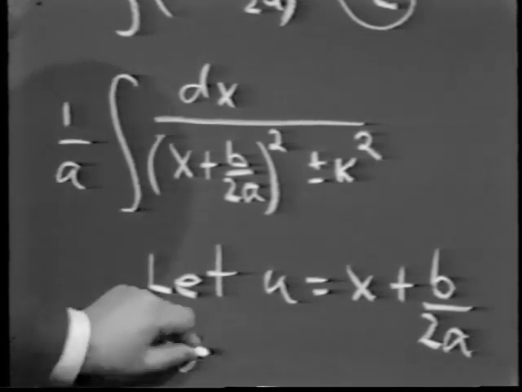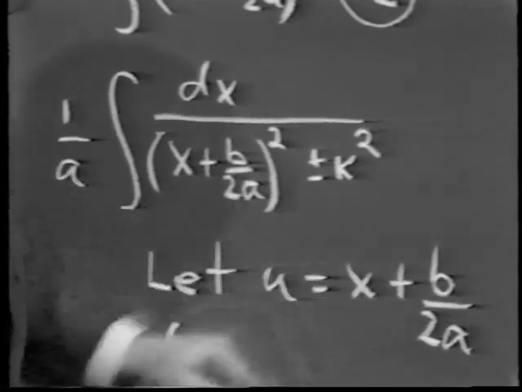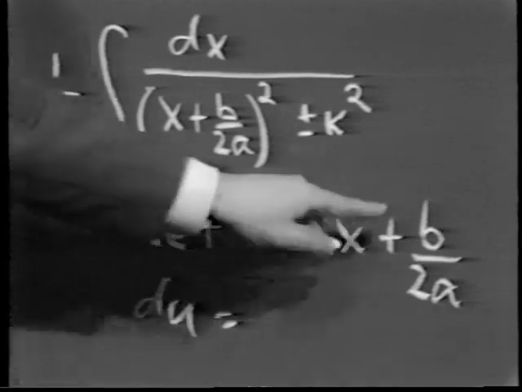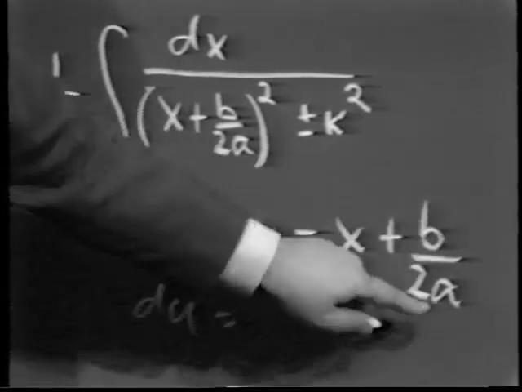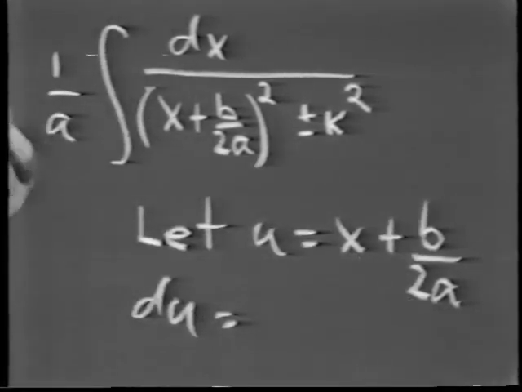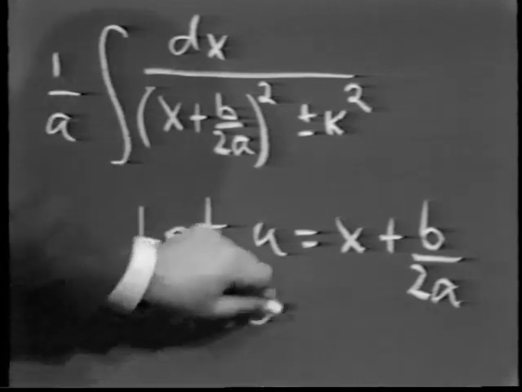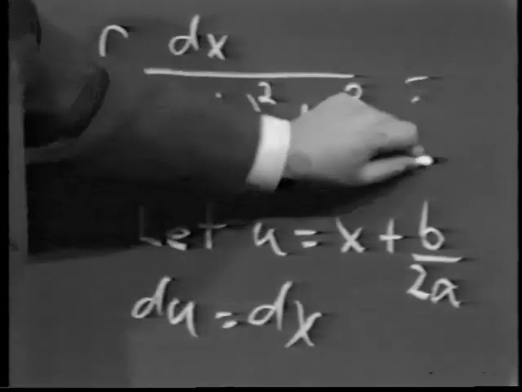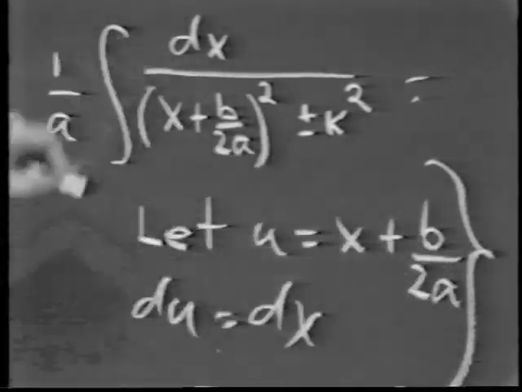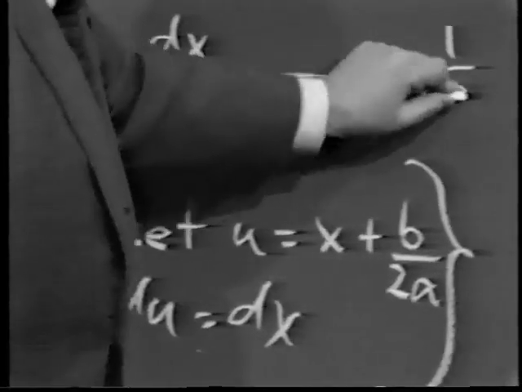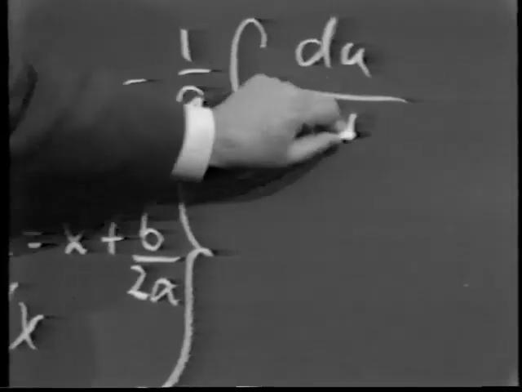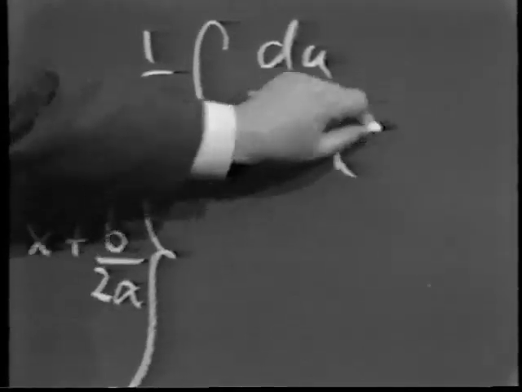On the other hand, if u is x plus b over 2a, what is du? Remember, b and a are constants. b over 2a is a constant. The derivative of a constant is 0. So du is equal to dx. In other words, notice that if I now make this substitution in here, outside I have a 1 over a, inside I have du over u squared plus or minus k squared.